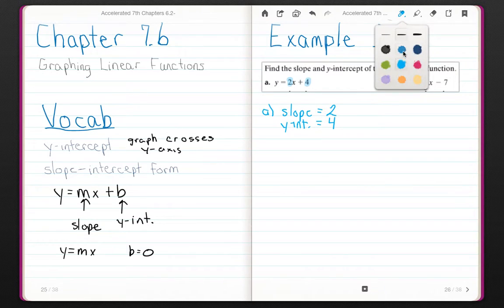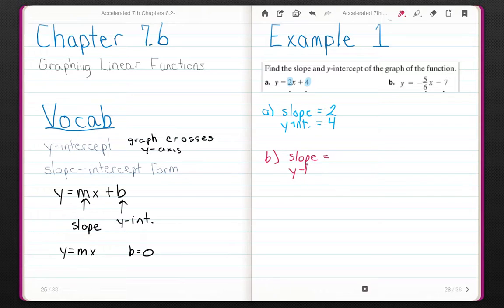For B, I want to know what is the slope. Again, what is the y-intercept? Y equals negative 5/6 x minus 7. So negative 5/6 and 7. Negative 5/6 is the slope. Be sure to include the negative. That means that the graph of the line is going to slant down this way, as opposed to the first graph, which has a positive slope, so the graph will be headed this way.